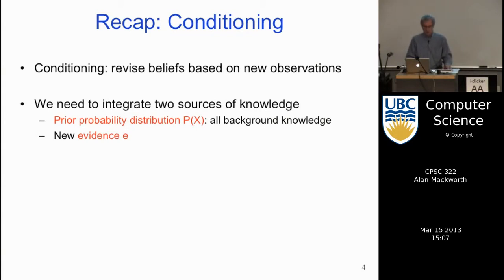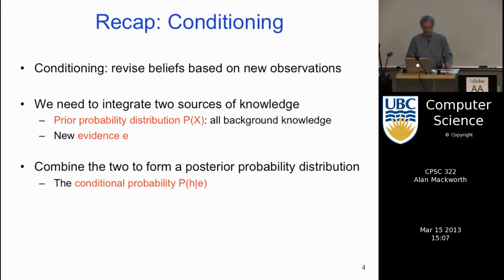So that new evidence has to be combined with the background evidence. And that gives you what we call the posterior. You start with the prior probability, you get the evidence, you get the posterior probability distribution. And we typically write that using this vertical bar notation, the probability of the hypothesis given the evidence, where E here can be any logical sentence.